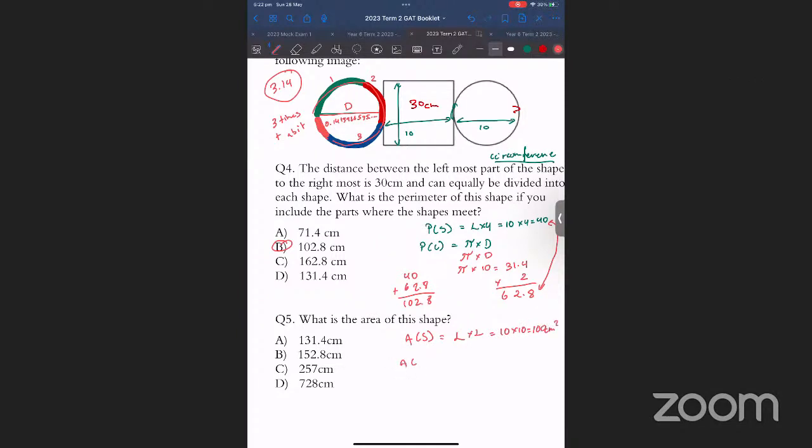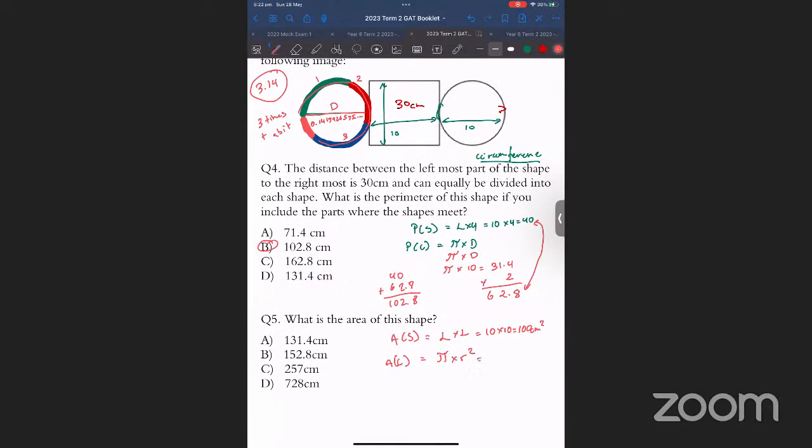Then the area of a circle is pi multiplied by r squared, right? We know that pi is 3.14 and the radius was 5, so it's multiplied by 5 squared. What's 5 squared? 5 multiplied by 5 is 25. And what's 3.14 multiplied by 25?